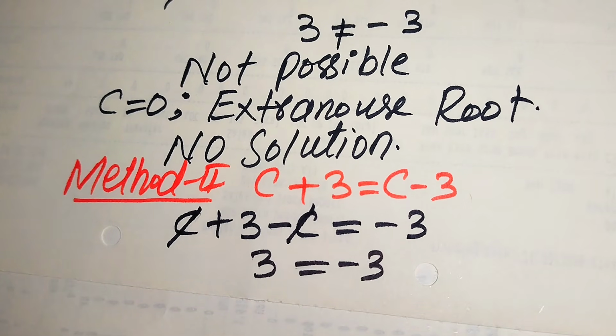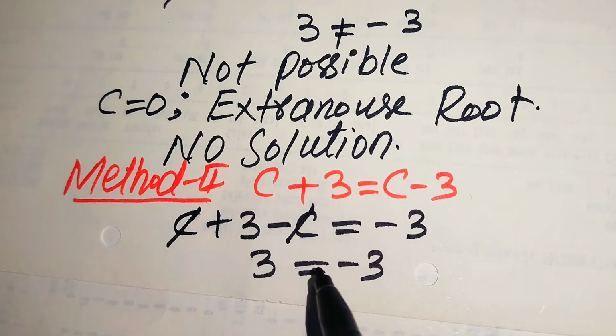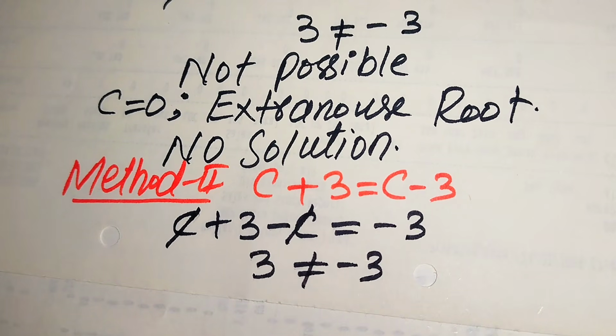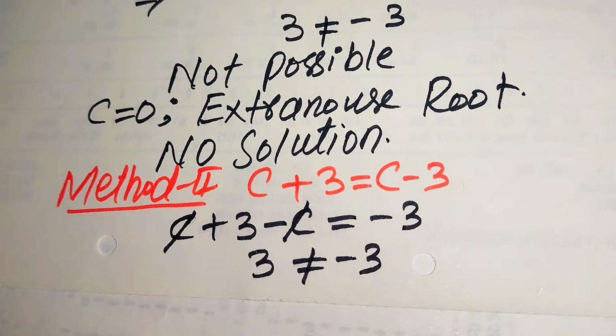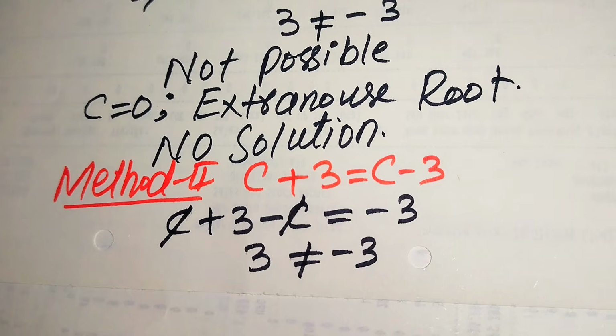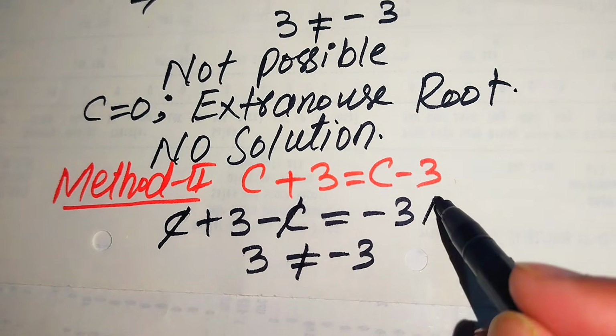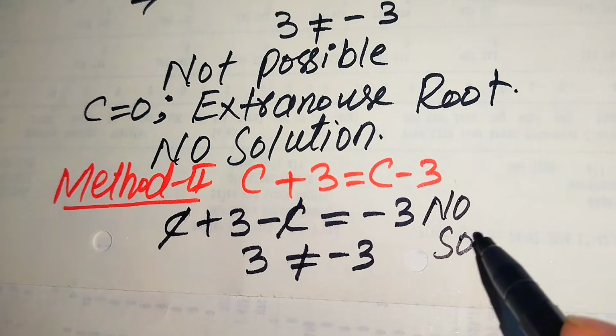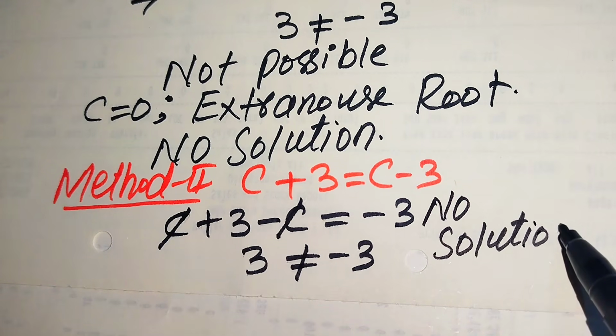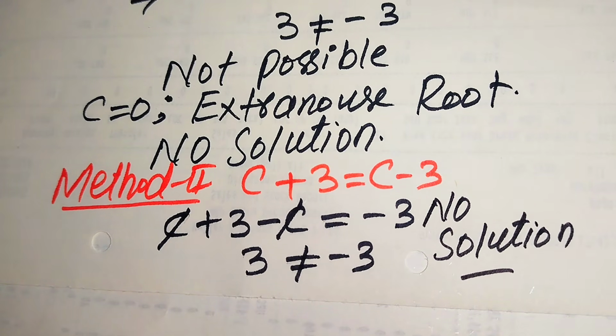You see that positive 3 is not equal to negative 3. This means that in the second method we cannot get any value of c which satisfies our given question statement, so this question has no solution. Both our first and second methods conclude that this question has no solution.